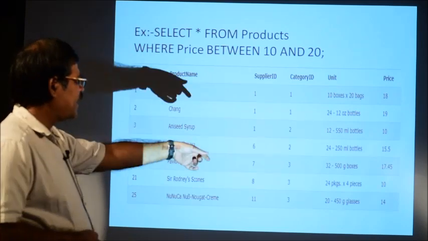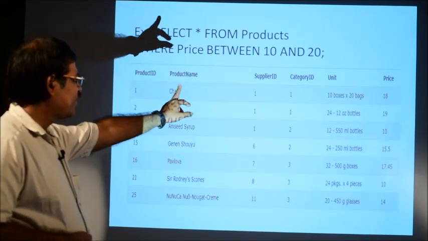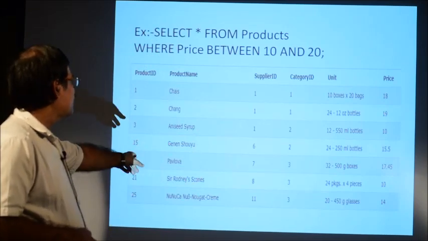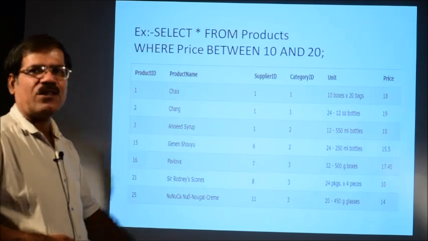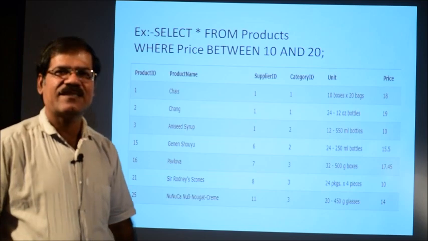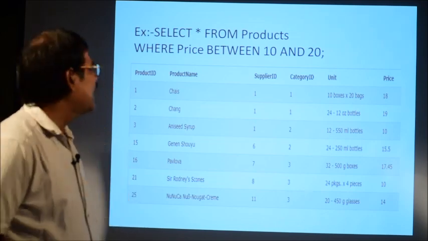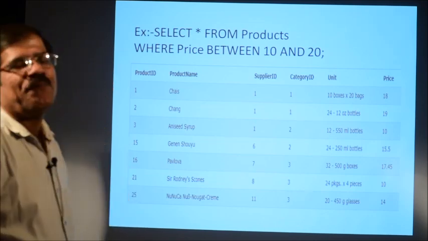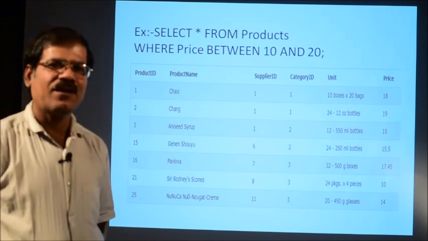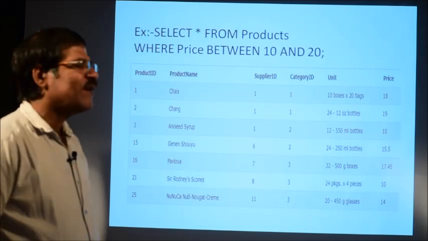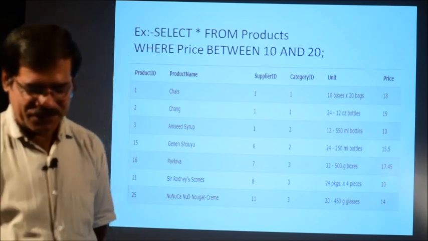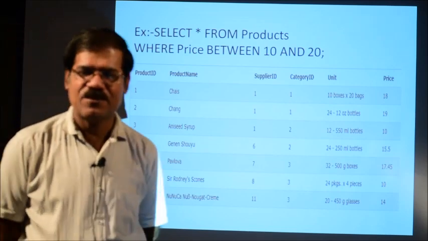So here all the price values between the range 10 and 20 will be selected from the table. Here it is written star. Star means all the fields are selected. Suppose my requirement is that I do not want all the details, all the fields are not required. I say select only the product name from the product table where the price value is from 10 to 20. Only product name is required, not all the attributes or fields.